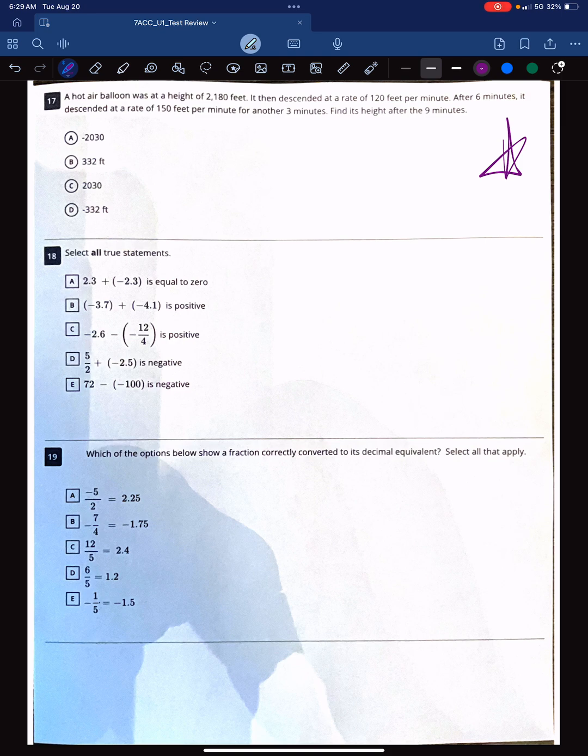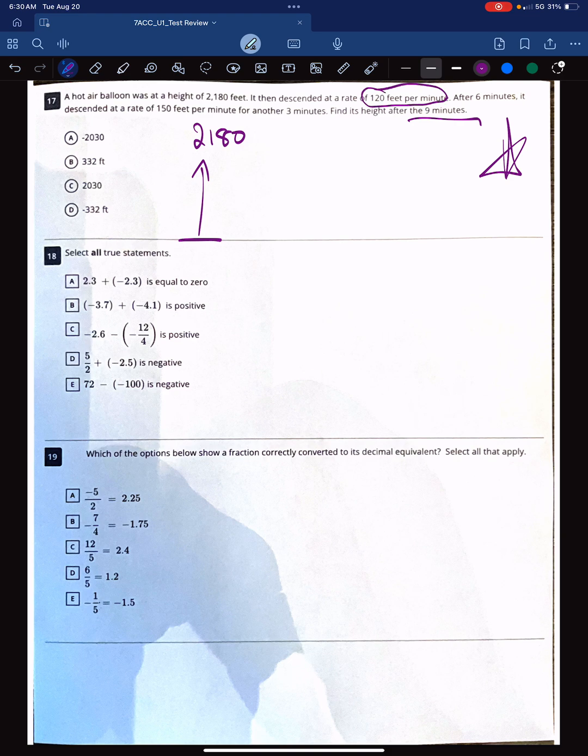A hot air balloon was at a height of 2,180 feet. Okay, so we are 2,180 feet above the ground level. It then descended at a rate of 120 feet per minute. After 6 minutes, it descended at a rate of 150 feet per minute for another 3 minutes. Find its height after the 9 minutes. The 9 minutes, right? So it's a very important 9 minutes. So let's go back into the bulk of this.